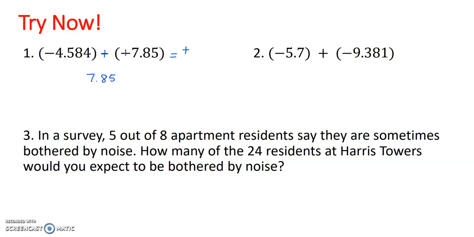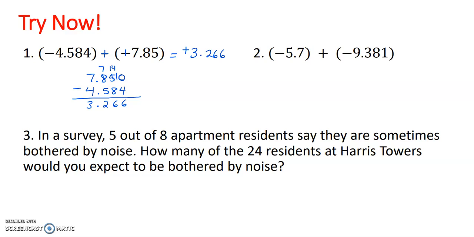So we take 7.85 minus 4.584, and because the 584 goes to 3 decimal places, we're going to put a 0 up with the 7.85. Now we can subtract. We're going to borrow. We'll have 6, borrow again, another 6, 2, decimal point, and 3. So we're going to have positive 3.266.